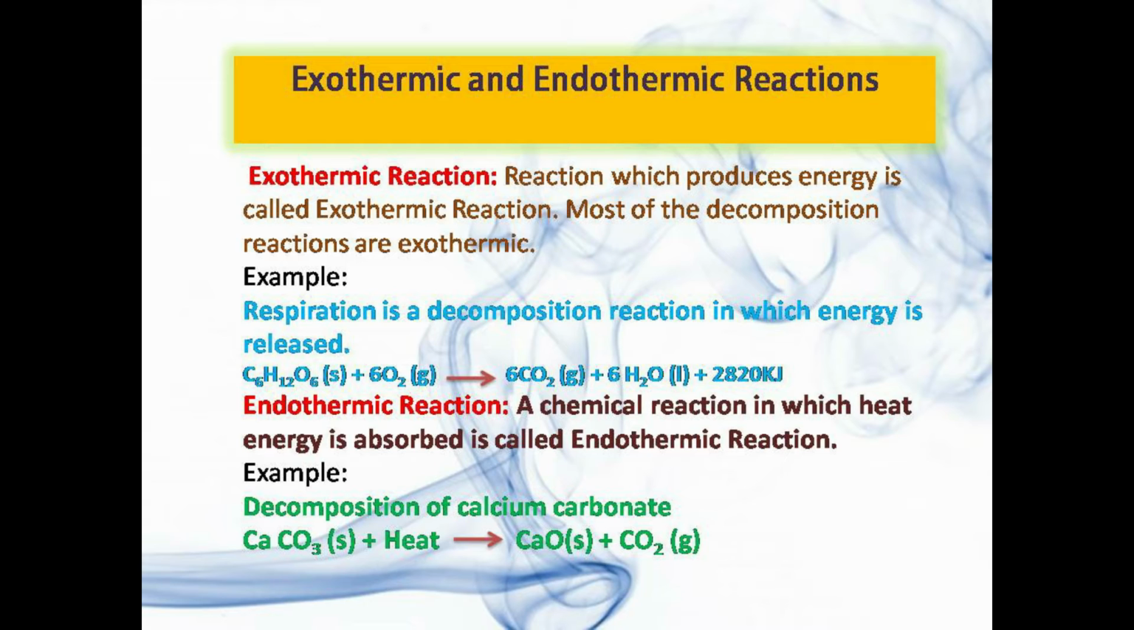Now, endothermic reaction. The reactions in which we give heat to the reaction to be performed are known as endothermic reactions. For example, calcium carbonate plus heat gives rise to calcium oxide plus carbon dioxide. In this reaction, heat is written on the reactant side. We can write this heat in the form of a triangle above the arrow.